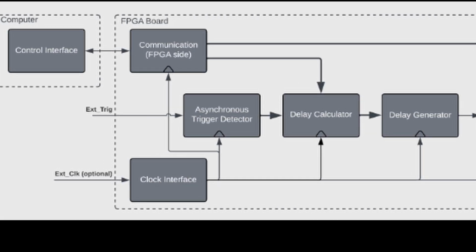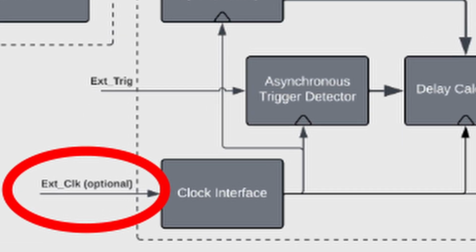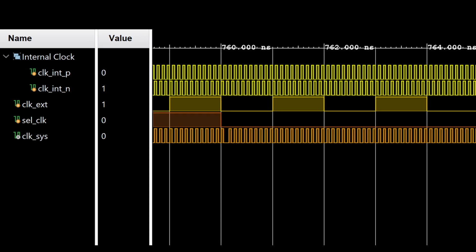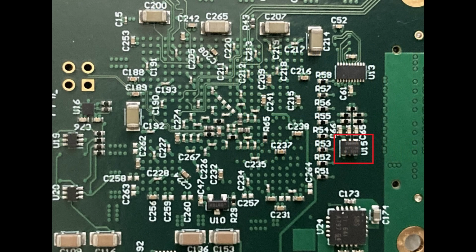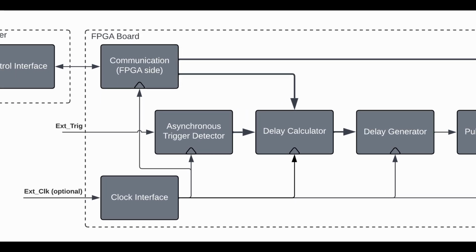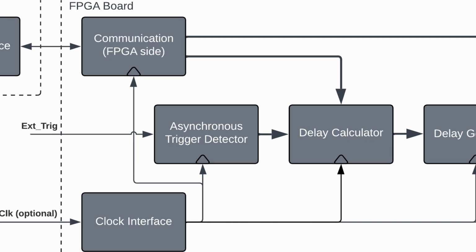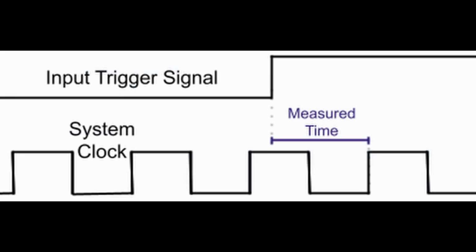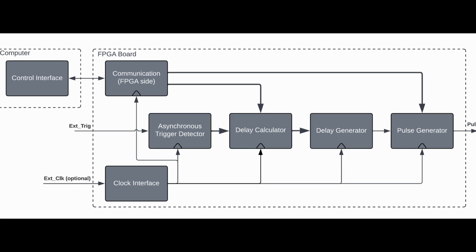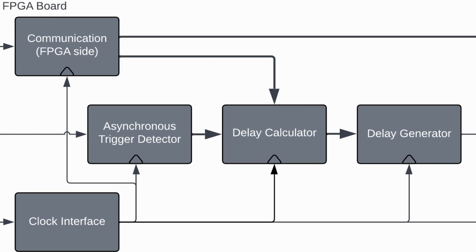The clock interface accepts an optional 10 MHz external clock. If provided, it multiplies the external clock to 200 MHz and supplies it as the system clock. If no external clock is connected, the internal oscillator is used instead. The asynchronous trigger detector handles external trigger signals that are not synchronized to the system clock. It uses a time-to-digital converter, or TDC, to precisely measure the offset between the rising edge of the trigger and the next clock edge. Next, the delay calculator receives the TDC result and target delay value.